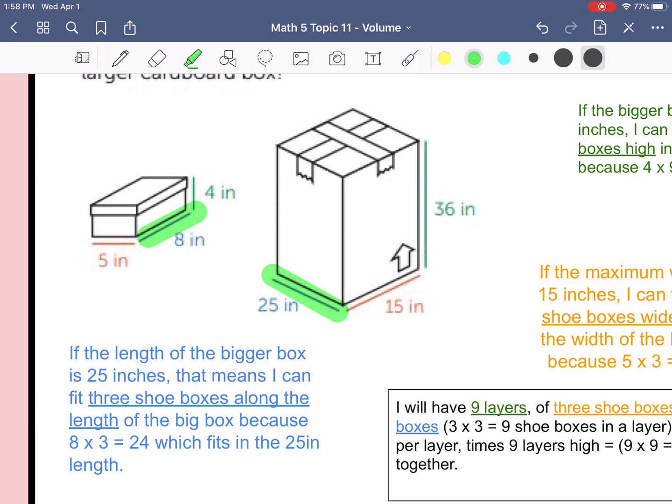If I lay them out next to each other, 8 times what is going to get me close to 25? Well, 8 times 3 gives me 24, and that's as close as I can get. So that means I can fit 3 shoe boxes along the length of my big box.